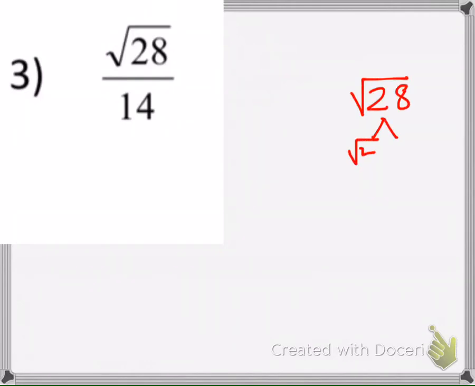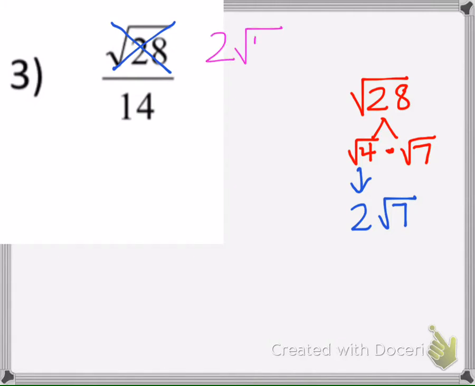So I can rewrite square root of 28 as the square root of 4 times the square root of 7. And the square root of 4 is 2. And then the square root of 7 is completely simplified. So now I'm going to rewrite the square root of 28 as 2 rad 7 over 14.